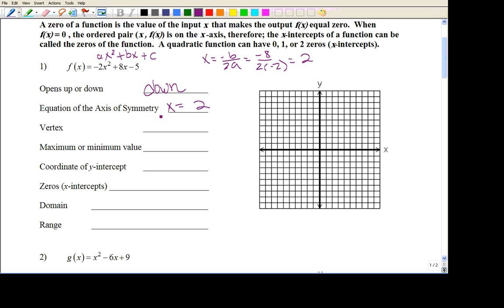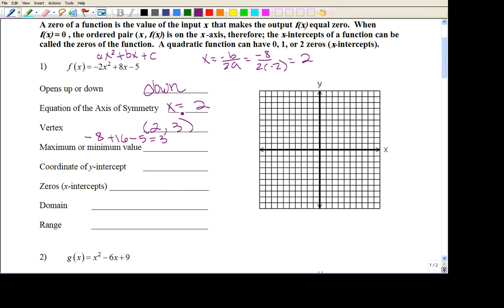Because the axis of symmetry is an x value and it goes through the vertex, the vertex has an x value of 2. And to figure out the y value, we'll just plug the 2 back into the equation that we started with. So we'll have negative 2 times 2 squared, so that's negative 8, plus 8 times 2, which is 16, minus 5, and that will give us 3. So therefore the vertex is at (2, 3).